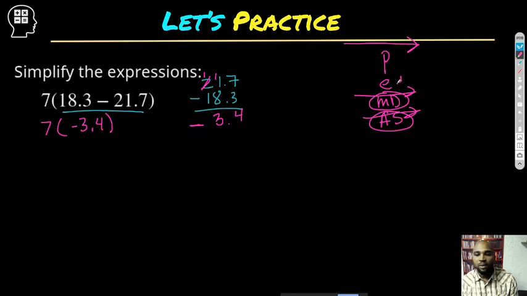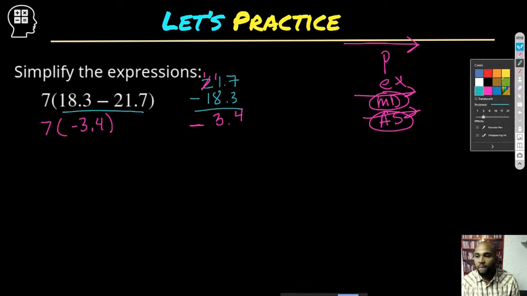We don't have exponents, but we do have multiplication and division. In this case, it's multiplication. I'm sorry, I said let's divide. Let's multiply. So negative 3.4 times 7. Again, there's no need to put the negative here because it may be confusing. It'll look like a minus sign, but we will put it here to remember that we're multiplying a negative times a positive, which is a negative.